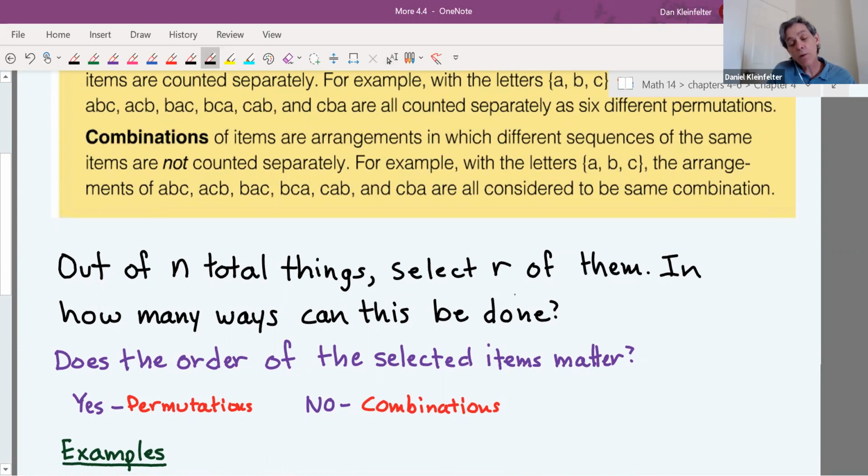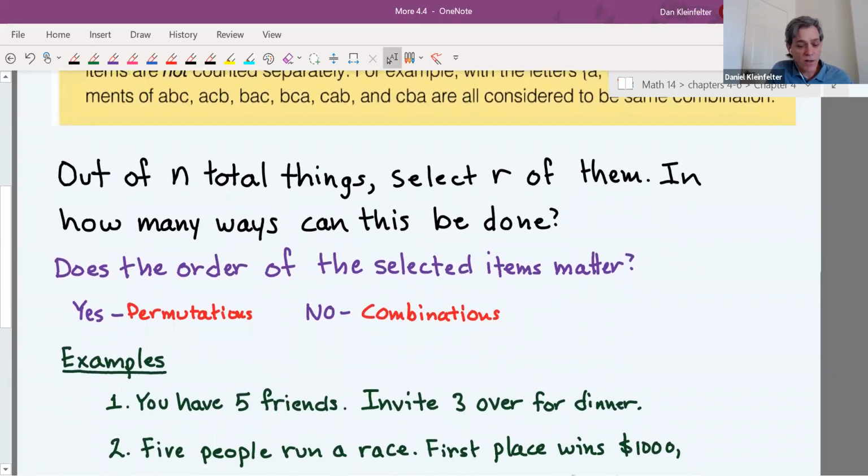In short, out of n total things, books or cars or people or whatever they are, we're going to pick r of them. So n and r are variables. N is the total number of things. R is the number of things being selected. We want to know how many ways there are to select those r items out of the n total items. And so a big fundamental question you ask yourself is, does the order of the selected items matter? If the order matters, it's permutations. If the order of the selected items doesn't matter, it's combinations.